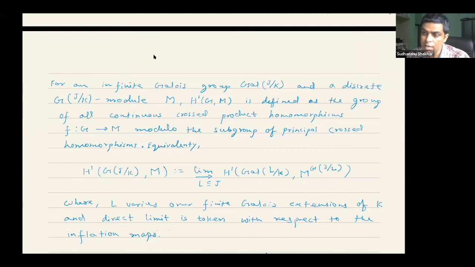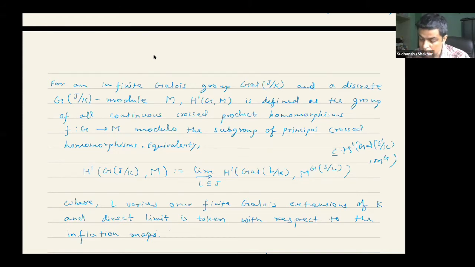So we remember we had this inflation restriction sequence. If I have a tower of extensions, then this will be inside H1 of the Galois group of L prime over K, comma M, and then we take the same group G here. I'm not writing the full thing.